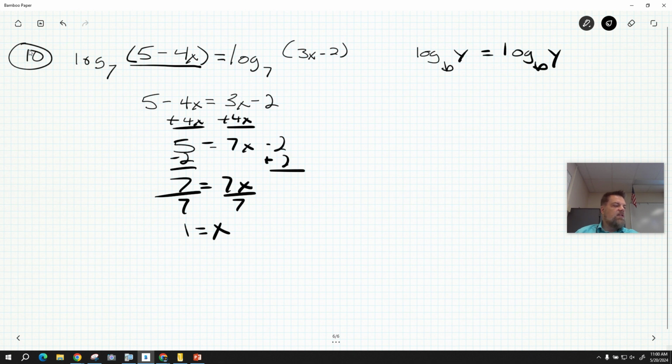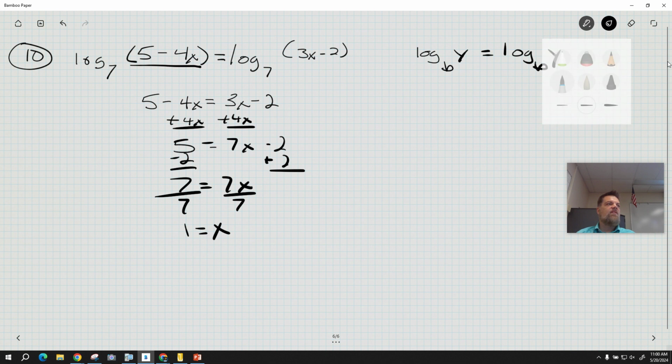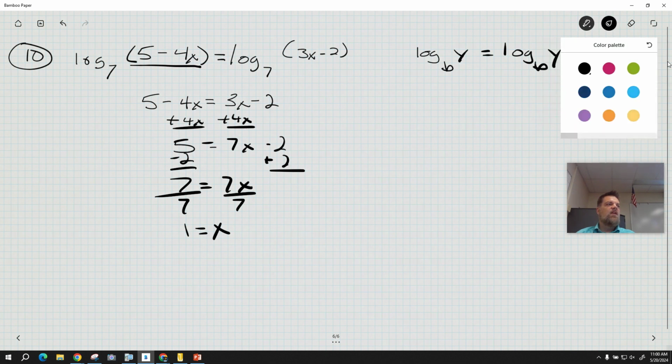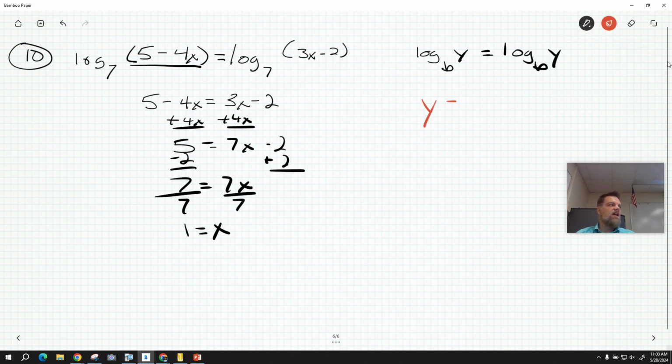Another way I could do this is I could literally graph it. So when I graph it, here's what I want you to do. You're going to graph one side. You're just going to say y equals log base 7 of, in parentheses, 5 minus 4x. Oh, that 7 looks like a z.